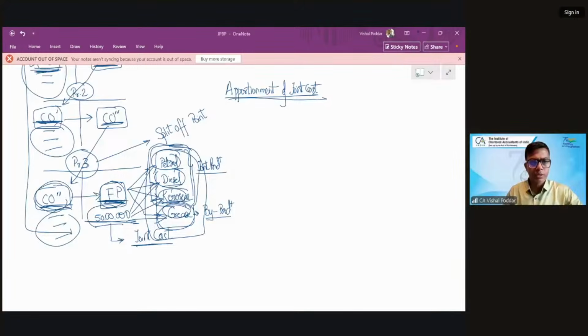Arun Sagar, sir, grease has more value than joint products. Yes, it may happen, Arun Sagar. There are so many industries where the byproduct is more valuable, and that is okay. That is where we have to see and understand this.